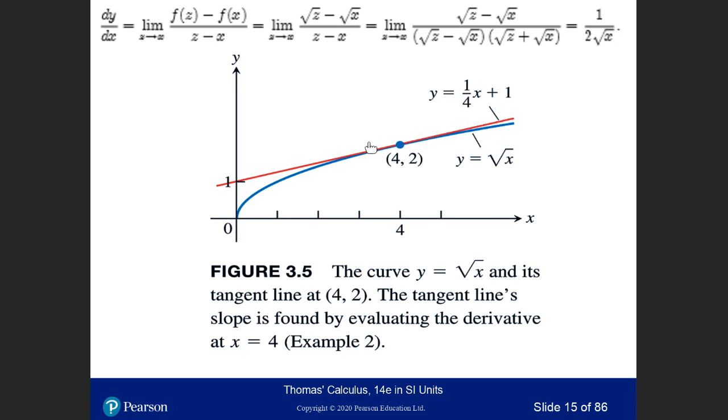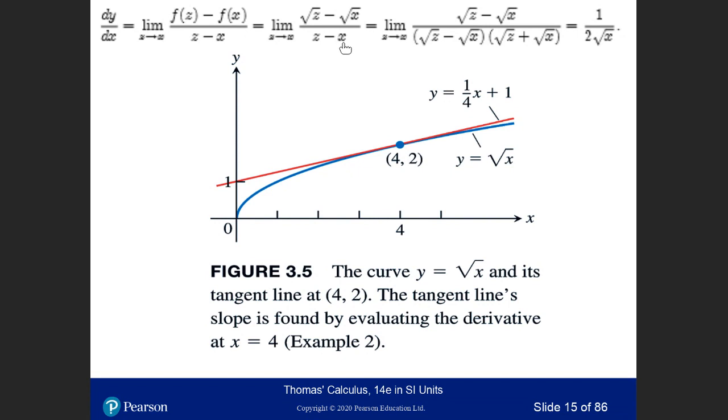Okay, let's look at an example. You have y is equal to square root of x, and you want to find the slope of the tangent line at the point (4, 2), because when x is equal to 4, y is equal to 2. Now you can use this formula that we have shown before, f of z minus f of x divided by z minus x. That's equal to, since f is square root, square root of z minus square root of x divided by z minus x.